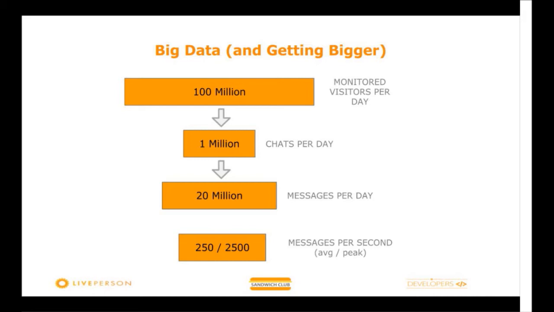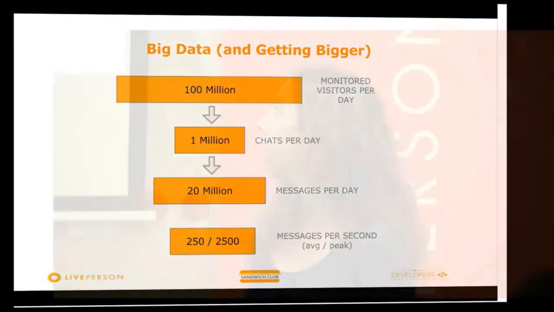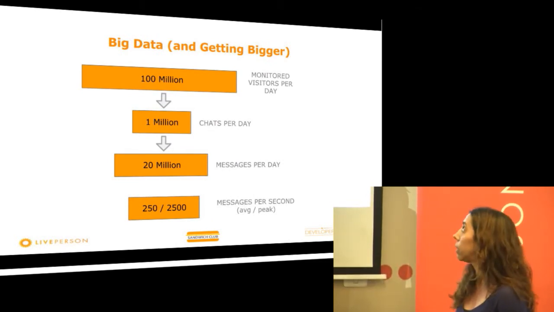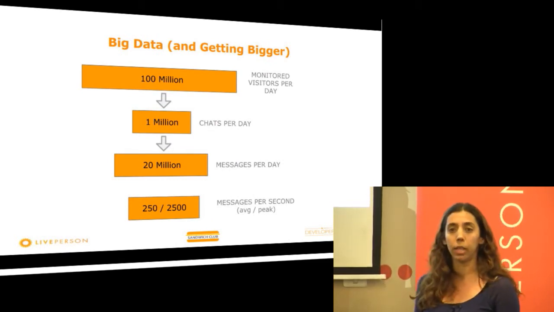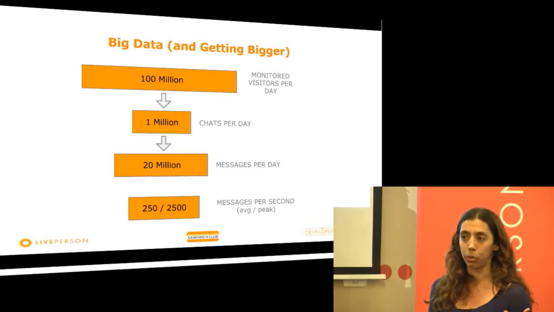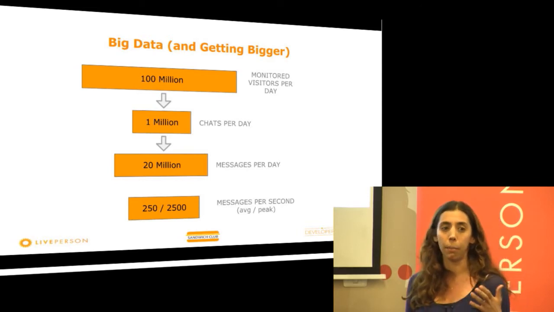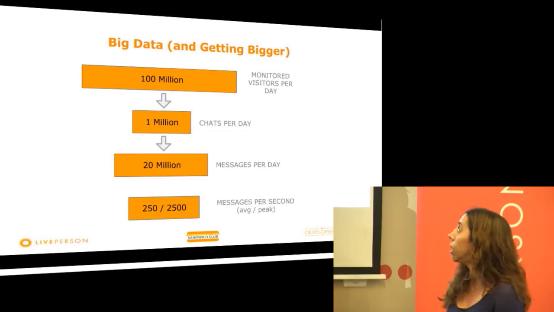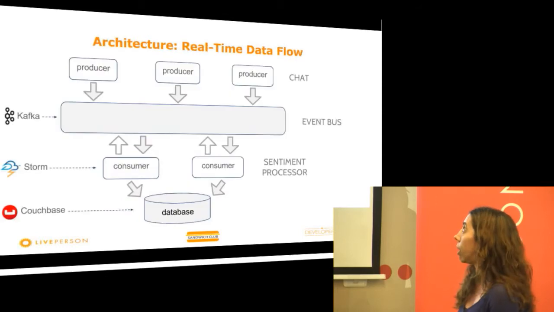Peak time here is sometimes days where there is a lot of traffic on the net, days such as Black Friday or Cyber Monday. So we have this large amount of data that we want to process. And for that, we wanted to build an architecture that will help us process this amount of data and will be able to scale up when this data will get even bigger. So this is our architecture.